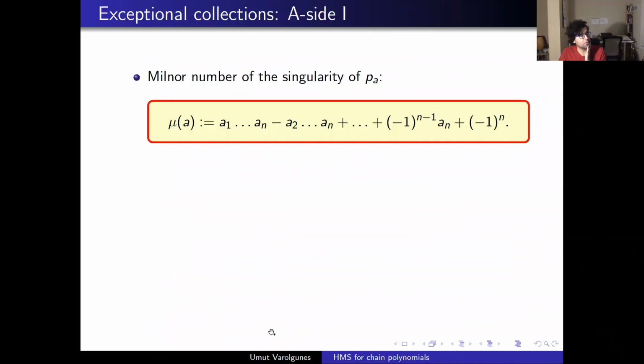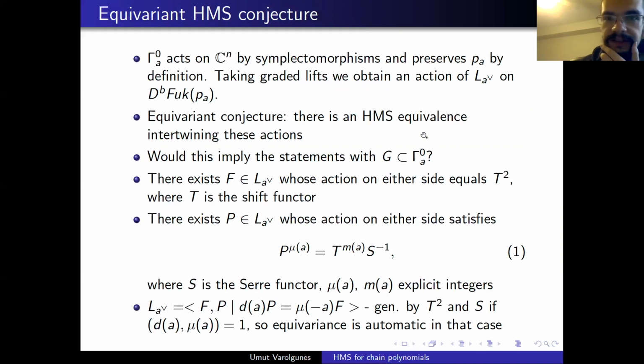Okay, so mu is the Milnor number of the singularity at the origin of this polynomial. And that number you can compute. It's this alternating sum. It starts with the product, and you lose a's from the left: a1 up to an, a2 up to an, and the signs keep changing, plus, minus. I just missed something. You said T squared and S generate this symmetry group? If this coprime condition holds. Okay.